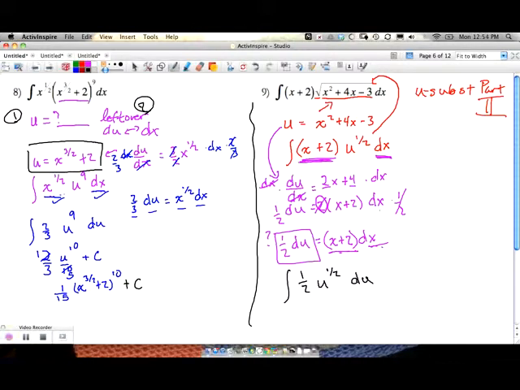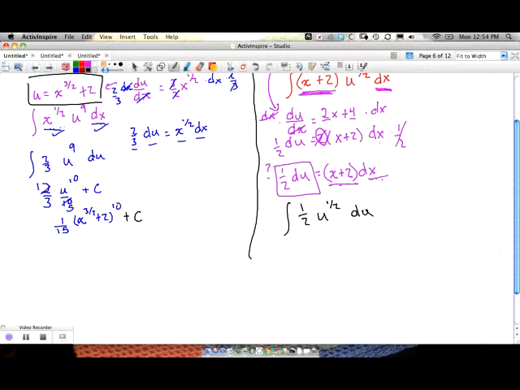So I have 1/2 u to the 1/2 du. So taking the antiderivative, we're just going to add 1 to the power. That gives us u to the 3/2. We're going to divide by that number as well. And that's going to be times 1/2. And then plus c, our constant of integration.